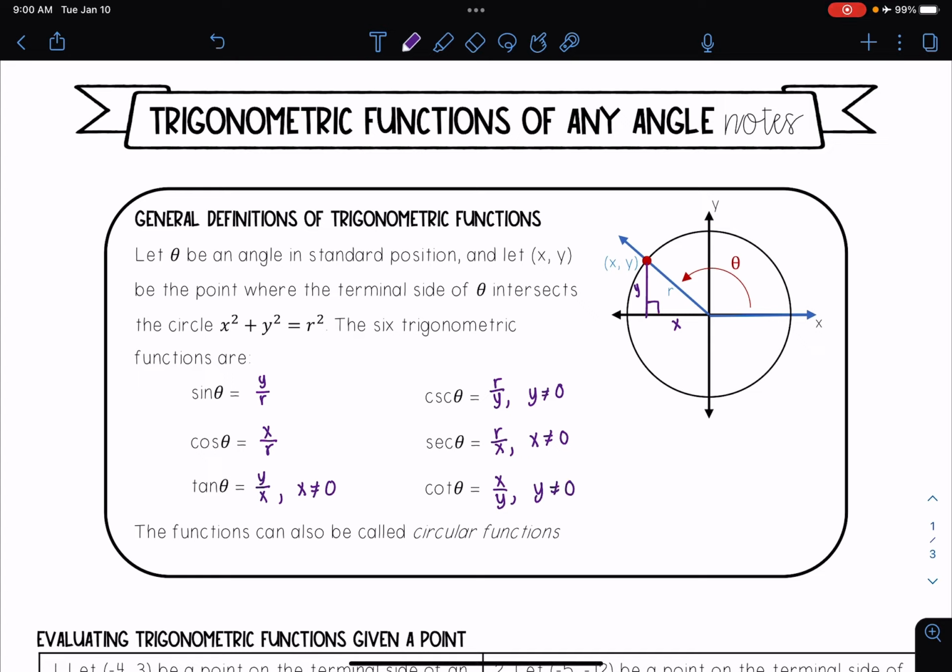And these functions can also be called circular functions. So in this next video, we'll look at applying this to find the values of the 6 trigonometric functions.